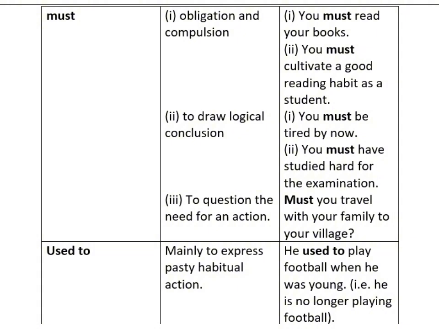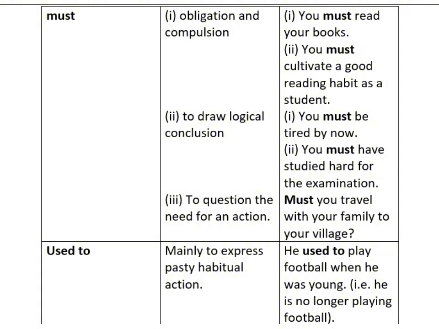Also, let's look at another example. You must have studied hard for the examination. Another example to question the need for an action: must you travel with your family to your hometown?